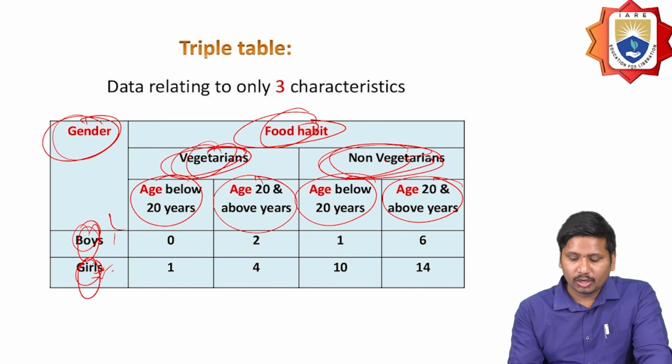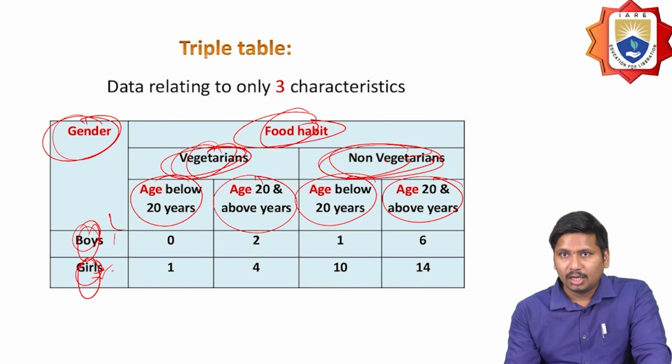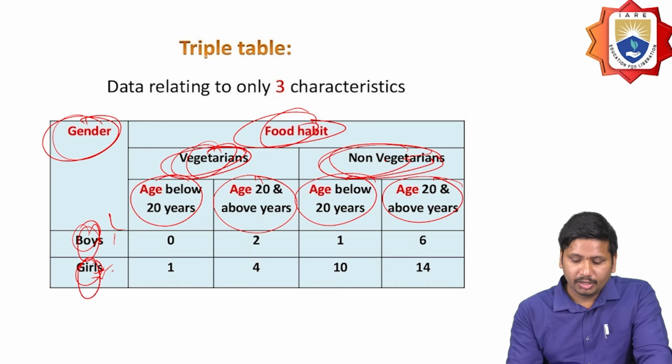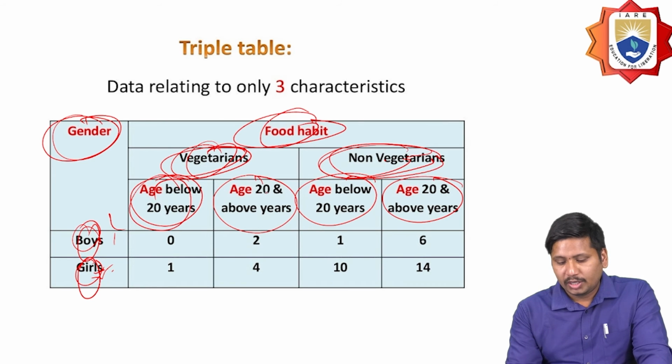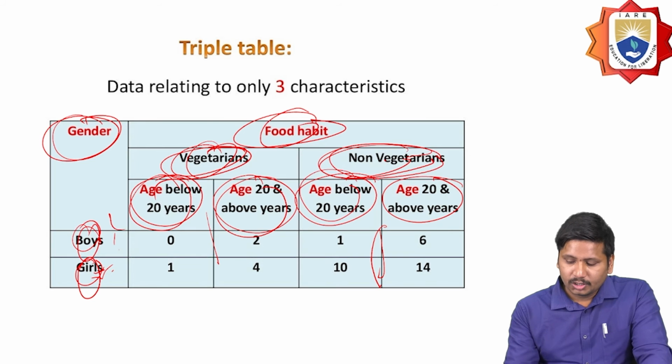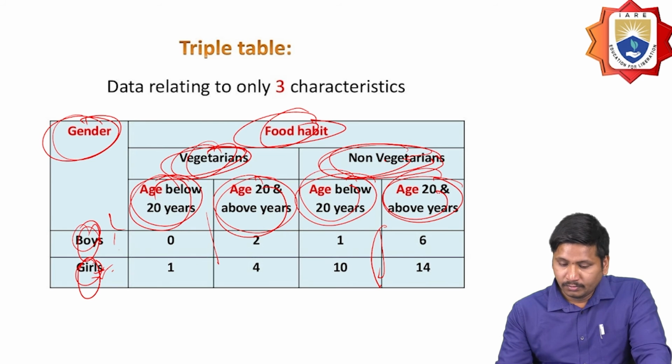but again one more classification is done in between that vegetarian, non-vegetarian, that should be below 20 years and above 20 years for boys and girls I want to find, that should be the division. And similarly non-vegetarians also I can classify the boys and girls below 20 and above 20.